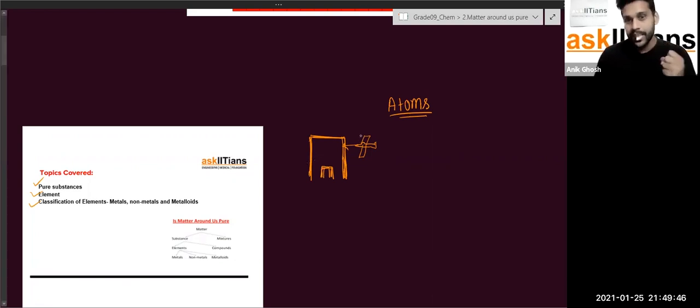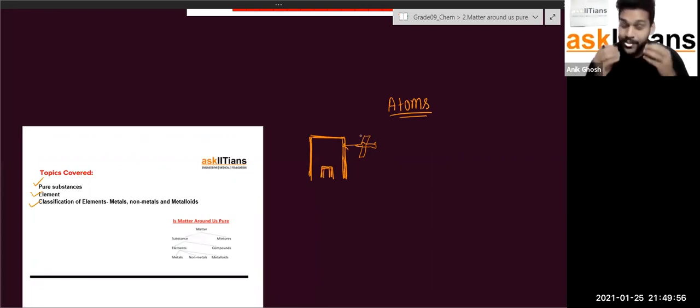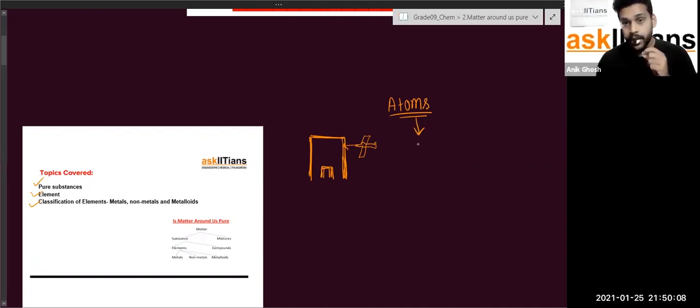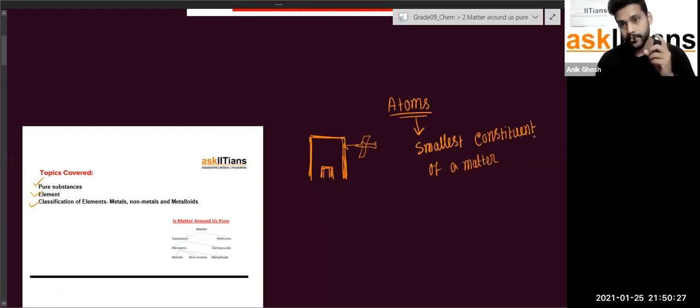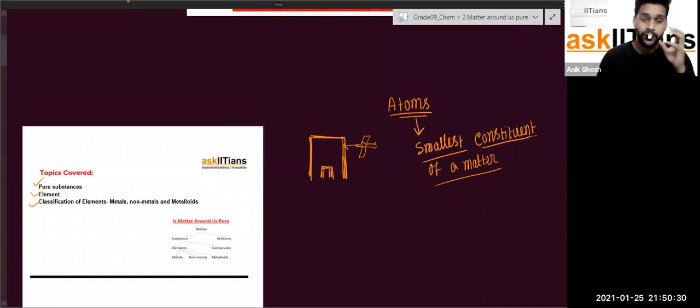Actually, there was a scientist inside that airplane who was trying to figure out what an atom is. If you try to break anything up into the smallest possible pieces, you would end up with atoms. So what are the atoms? The atoms are the smallest constituent of matter. Whatever you see surrounding you, everything is made up of atoms only. Fine. Wait for a moment.